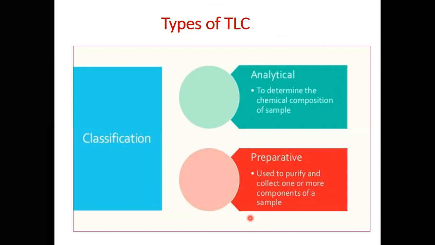we can divide thin layer chromatography into two types. Analytical thin layer chromatography is only used to determine the chemical composition of the sample. The second one is preparative thin layer chromatography, which is used to purify the compounds and, after purification, collect one or more components of the sample.